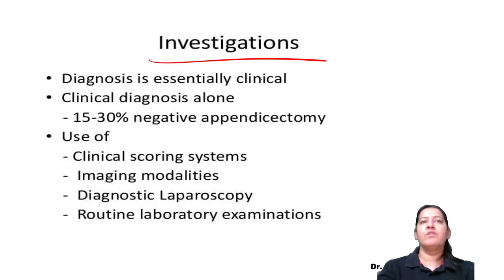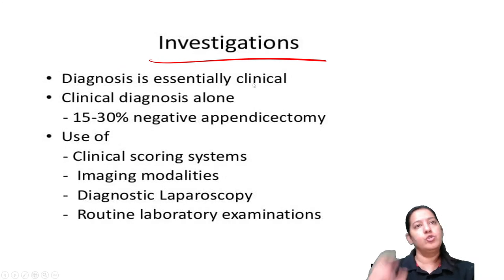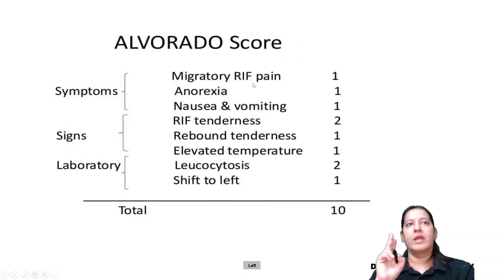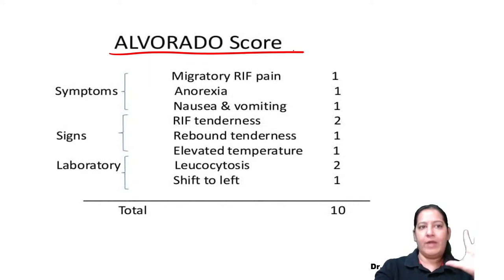What investigations will you offer to this patient before doing surgery to become sure that it is a typical case of acute appendicitis? You do scoring. There are two types of scoring. The most important scoring is the Alvarado score. You do the Alvarado score, right?